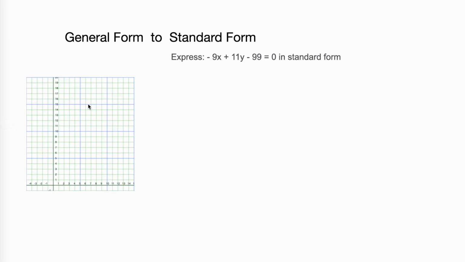We want to eventually graph this. So here's a graph. I'm adding 9x to this side, adding 9x to that side. That's going to give me 11y minus 99 is equal to 9x. I want to get the 11y all alone. I want to get rid of the negative 99. I'm going to add 99 to both sides. That's going to give me 11y is equal to 9x plus 99. I want to get rid of the 11. That's multiplying the y. So I'm going to divide both sides, which means divide all terms by 11.